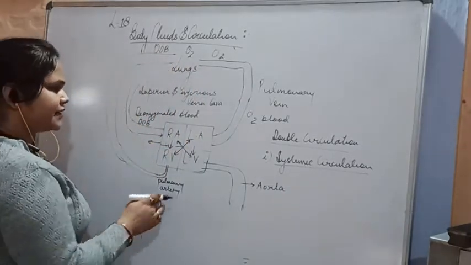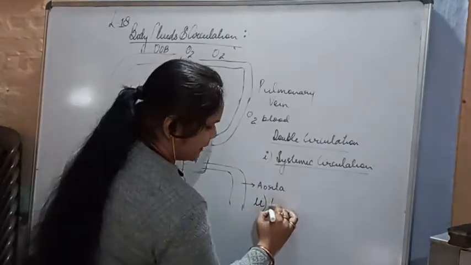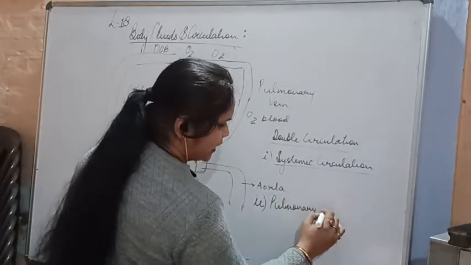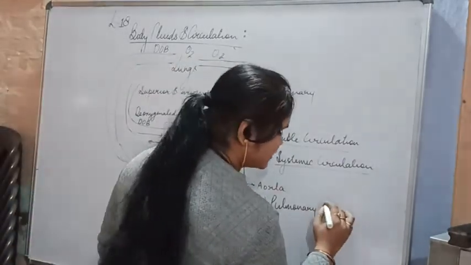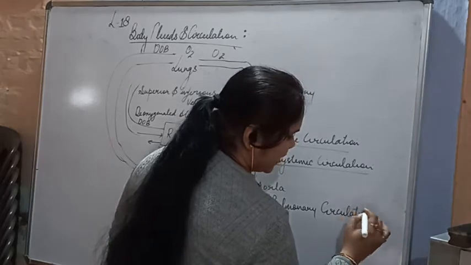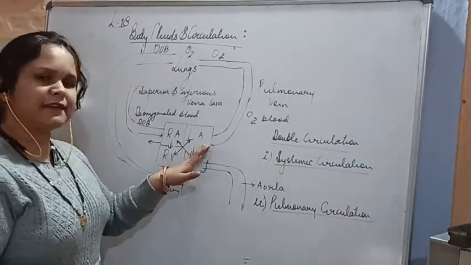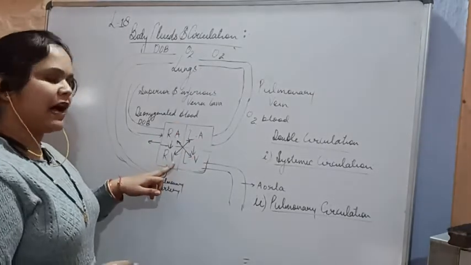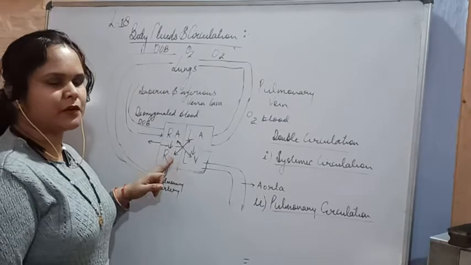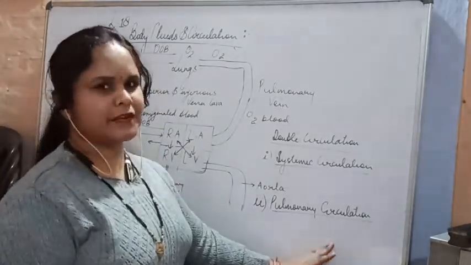So we have already discussed what is the systemic circulation. Then the next thing is pulmonary circulation. Now what is pulmonary circulation? Pulmonary circulation means when the heart receives the oxygenated blood in the left auricle, and when the heart transfers the deoxygenated blood from the right ventricle to the lungs. This circulation is called pulmonary circulation.